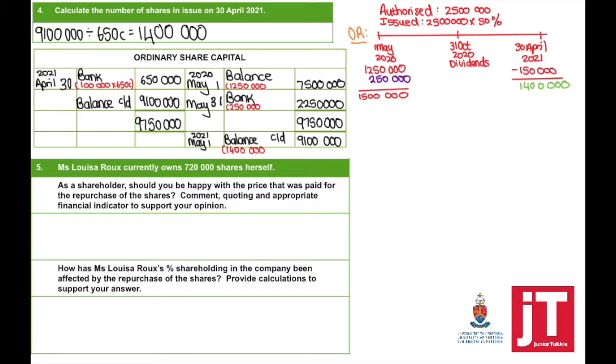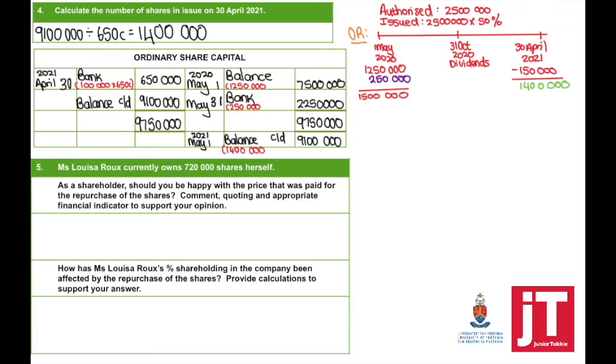Question 5 is typically asked in exams and in tests. So make sure that you understand this type of question, familiarize yourself with it. Miss Louisa Brooks recently owned 720,000 shares herself. As a shareholder, should you be happy with the price that was paid for the repurchase of shares? Comment and quote at appropriate financial indicators.